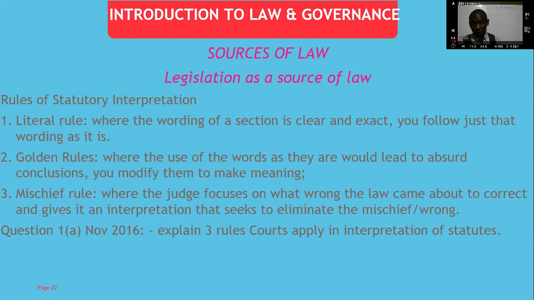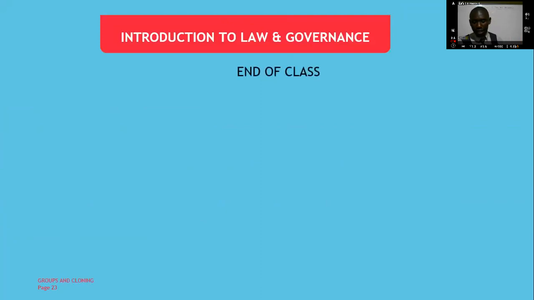Now, the mischief rule. This is a rule of interpretation where the judge focuses on the wrong that Parliament passed a law in order to deal with. In this case, the judge is going to focus on giving parties a remedy that is going to help them in line with the mischief that the law came in to deal with. So I think that is answered.